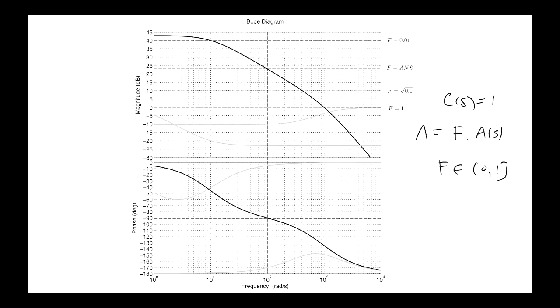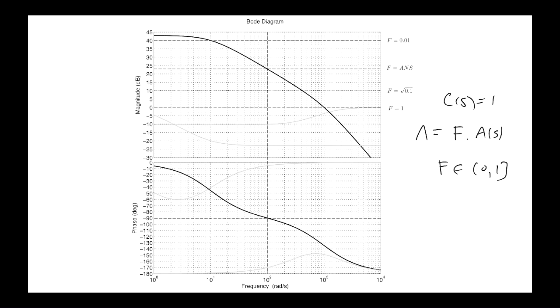Okay, so when F is 1, this is the crossover frequency. How much phase margin do we get? Well, we get about 45 degrees, okay, when F is 1. So that's a reasonable phase margin, but you'll probably still get some oscillations in the closed loop response, but they'll be fairly well damped. 45 degrees is pretty good.